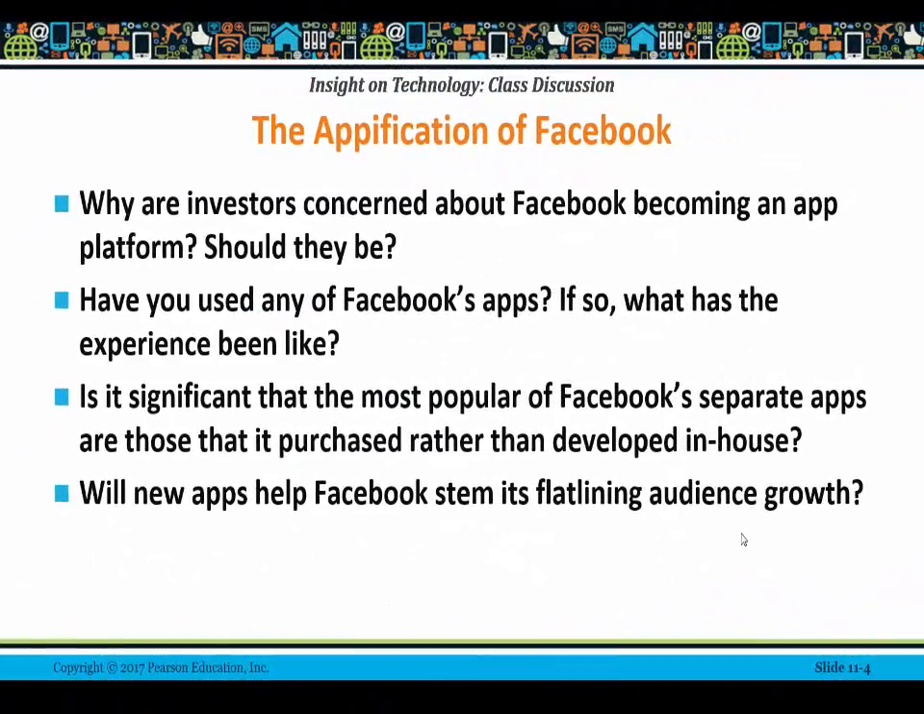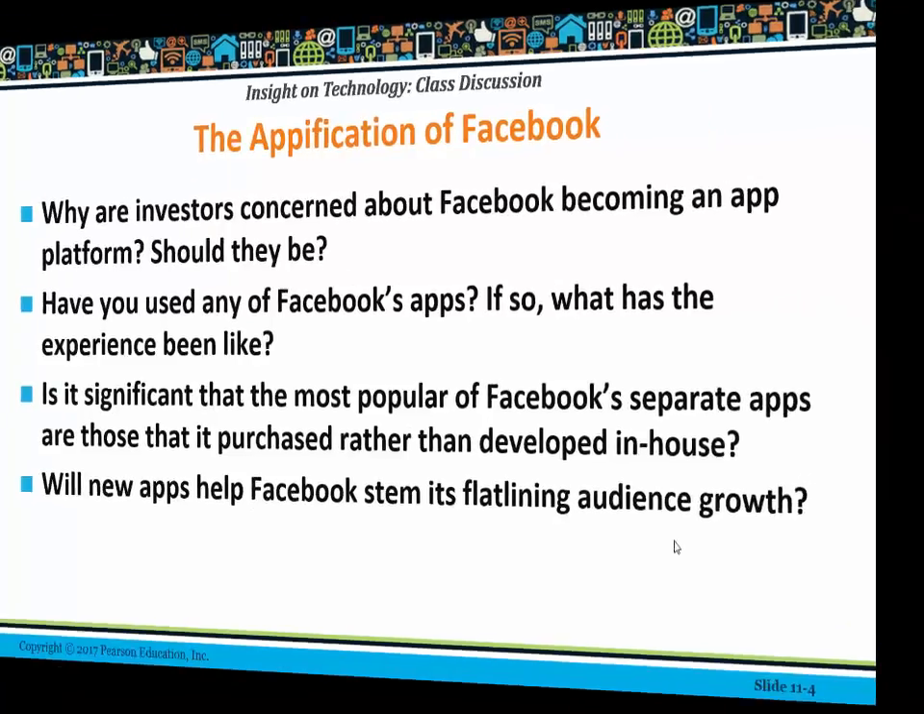The Insight on Technology case, the appification of Facebook, explores how the use of apps is transforming Facebook. Questions for discussion include the following. Why are investors concerned about Facebook becoming an app platform? Should they be? Have you used any of Facebook's apps? If so, what has the experience been like? Is it significant that the most popular of Facebook's separate apps are those that it has purchased rather than developed in-house? Will new apps help Facebook stem its flatlining audience growth?